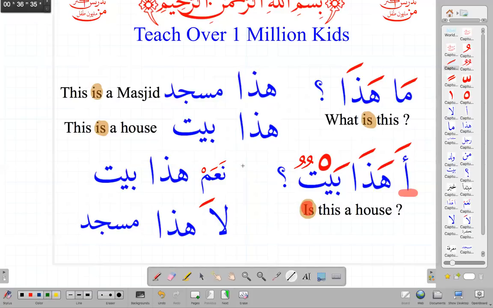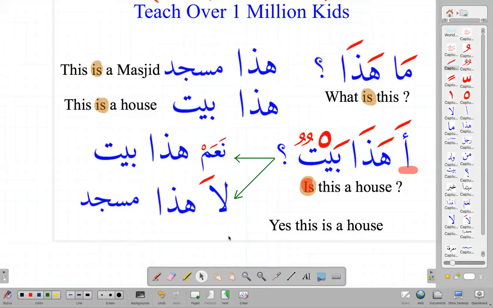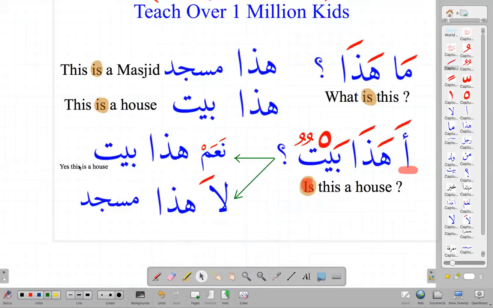We have two kinds of answers here. If it is a house, we say, yes, this is a house. If it's not a house, we give the answer with a different word. La, hadha masjidun. Yes, this is a house. Okay. Try to put this here. Yes, this is a house. No. No, this is a masjid. Okay? No, this is a masjid. It's not a house, this is a masjid.